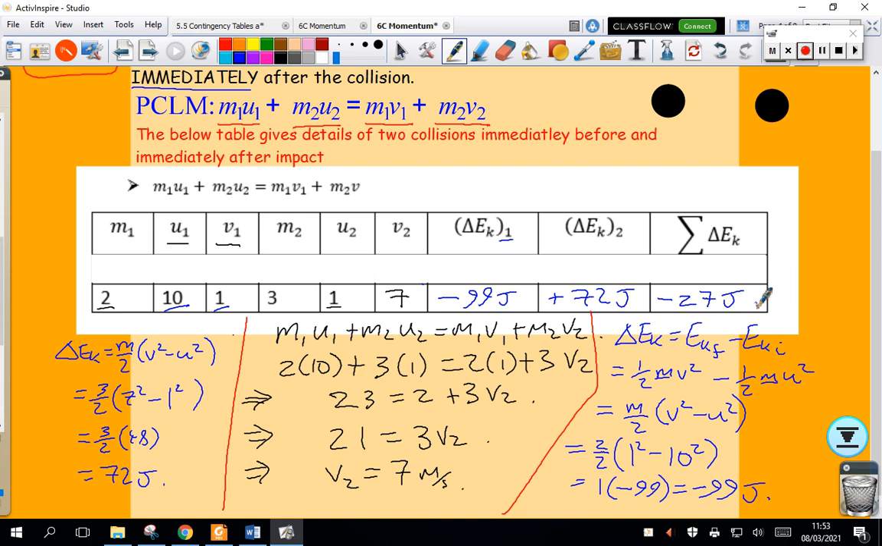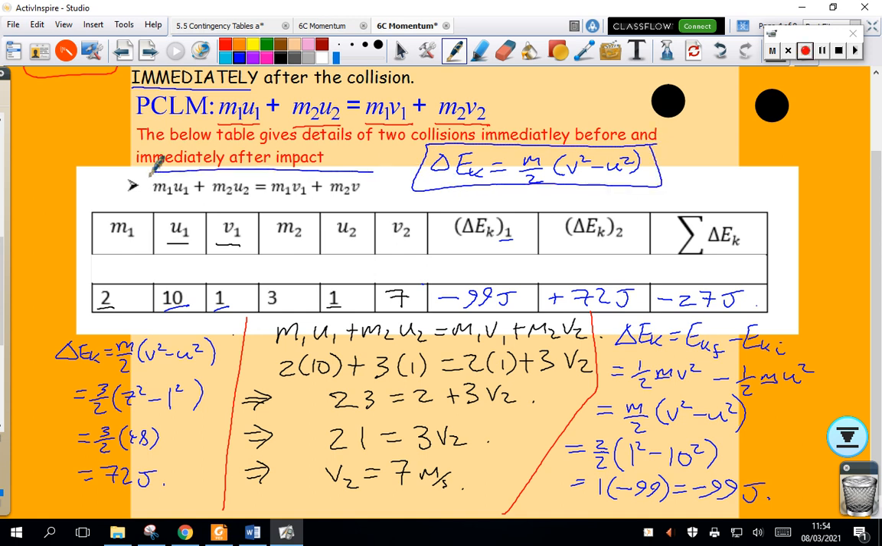Okay, so that's how we use the principle of conservation of linear momentum. Well worth noticing, remember this is not in your tables. Remember the change in kinetic energy for any particle will be m over 2 times its final velocity squared minus initial velocity squared. You're not given that, but you are given this principle of conservation. Do write out PCLM beside it every time you're going to use it. Do write out the full formula. Practice some problems. Okay, so that's the principle of conservation of linear momentum.